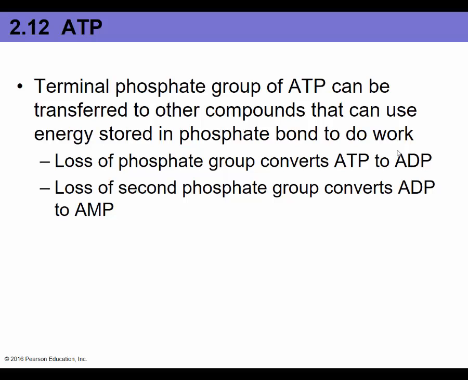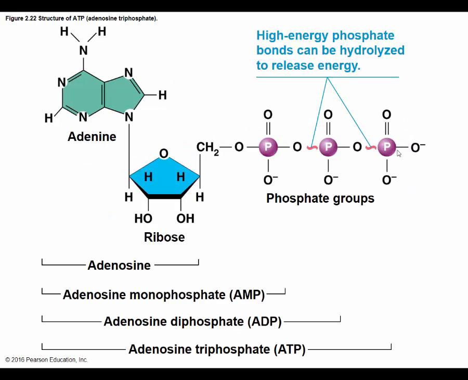So there's ATP, which means how many phosphates? 3. Then we have ADP, 2 phosphates, AMP. Which has the least amount of energy of these 3? AMP, right? Less phosphate groups. And which one has the most energy? ATP, okay? So basically ATP, the structure, is the nitrogen base adenine bonded to a ribose sugar that we see in RNA with 3 phosphate groups. So that's ATP.